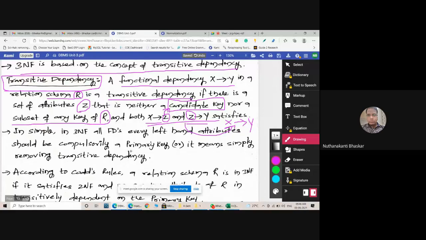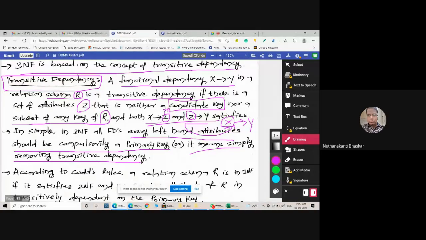In simple third normal form, another definition: in all functional dependencies, every left-hand side attribute must be a primary key. If you write X determines Y, this X must be a primary key. It simply means removing transitivity dependency. Otherwise, if the left side must be a primary key, you can remove the transitivity dependency.